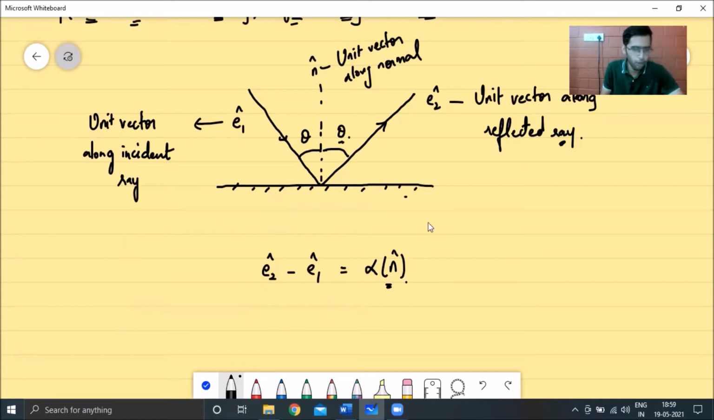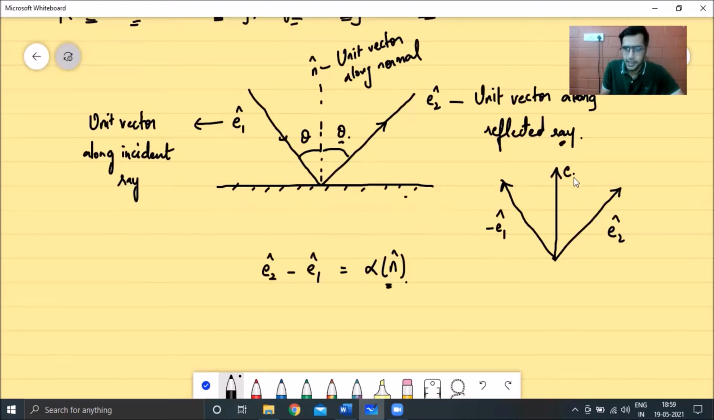Why am I writing this relation, or how am I able to write it? Let us have a look at these two rays. This is e2 cap, and minus e1 cap will be in the opposite direction to your incident ray. Since both are unit vectors, the magnitude of both of them will be the same. So e2 cap minus e1 cap, according to the parallelogram law of addition, has to be the diagonal of the parallelogram. Since both these vectors are equal, it has to lie on the angular bisector.